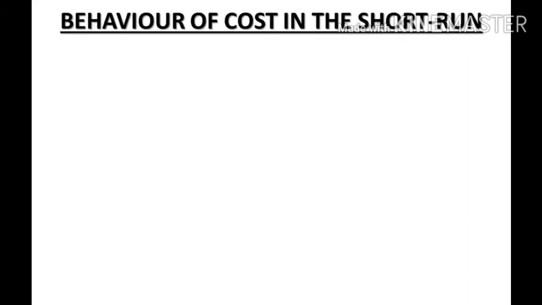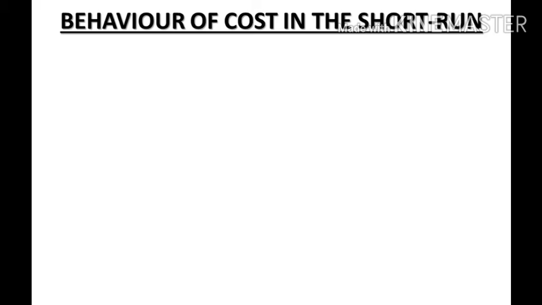Children, after covering all the basic concepts of cost, now we have come to the topic of behavior of cost in the short run. Now when you say behavior of cost in the short run, you mean how cost varies with output, and the cost depends upon the nature of production, that is, the output depends upon the nature of production function, and corresponding to the short run and long run that you have already studied previously, we have two kinds of production function also. Similarly, we have two kinds of cost functions also.